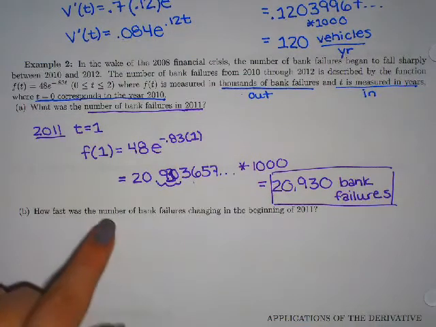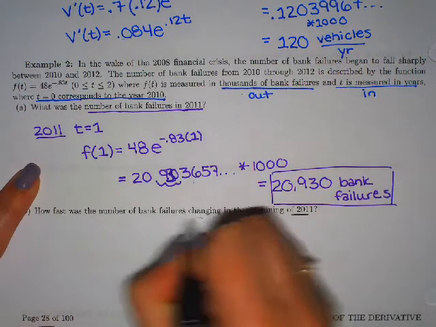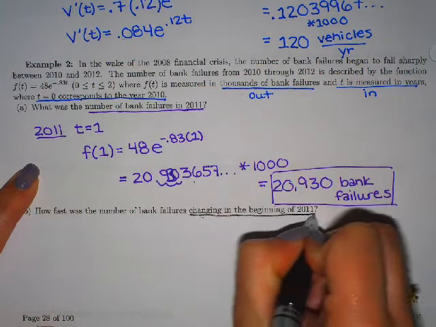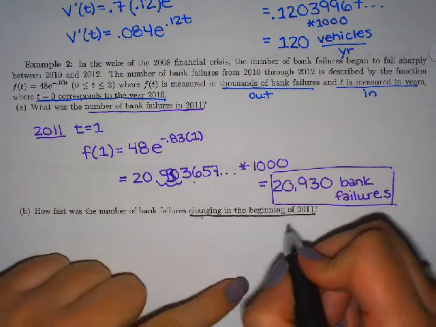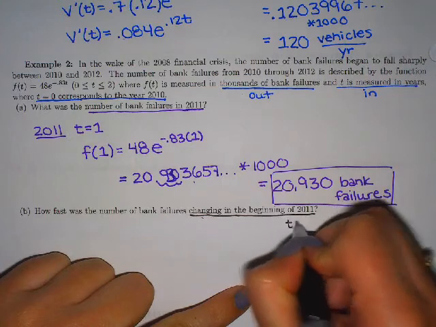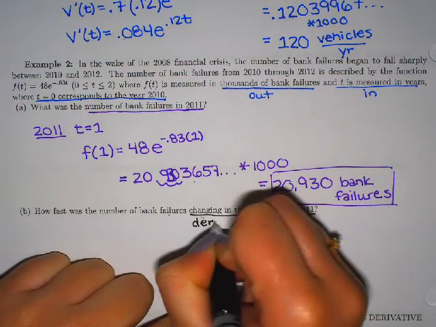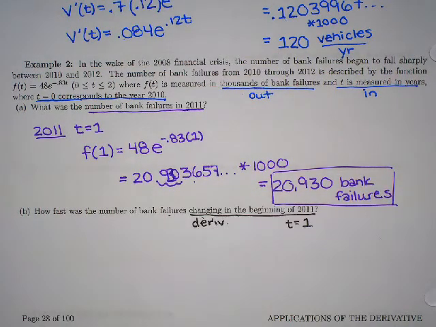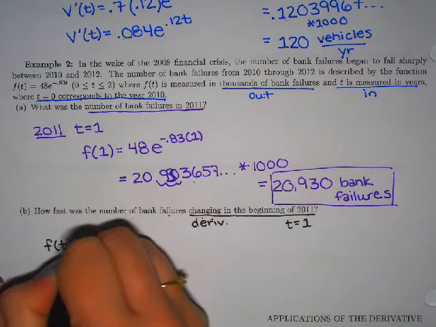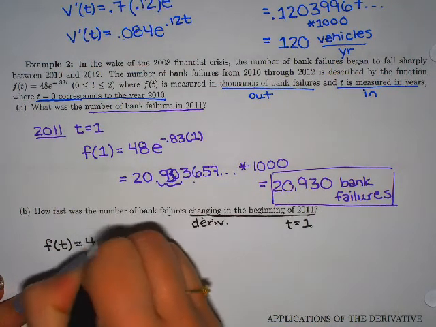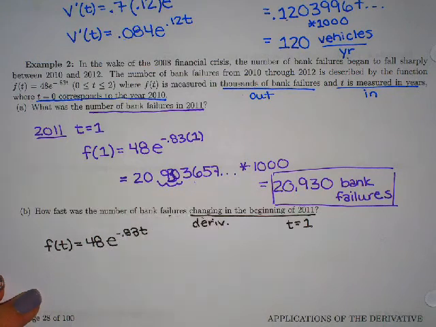And now the second part says, how fast was the number of bank failures changing in 2011? So I see the word changing. Is it change at an instant, or does it say average rate of change? It's change at just one instant. Just in 2011, where t equals 1 still, changing at one instant means we're going to take the derivative and plug in t equals 1. So looking at this function, just copying down the original so we can take the derivative of it, it is 48 e to the negative 0.83 t.